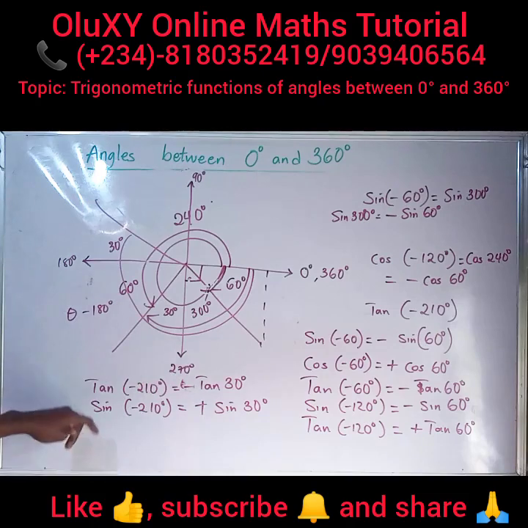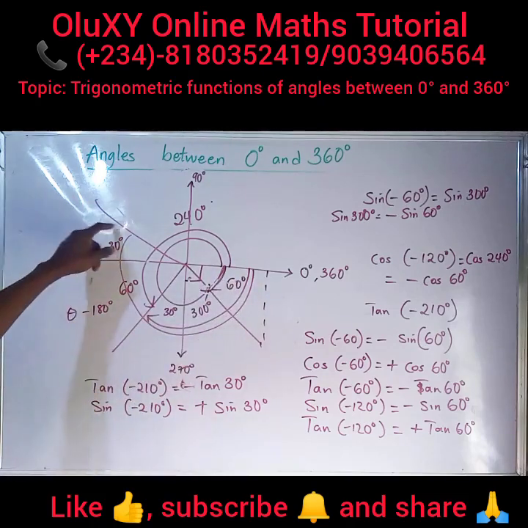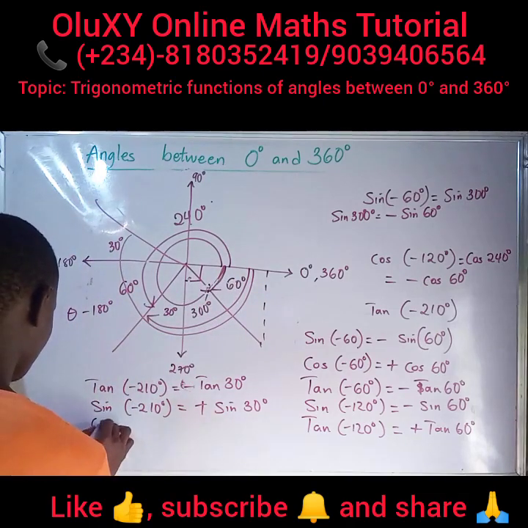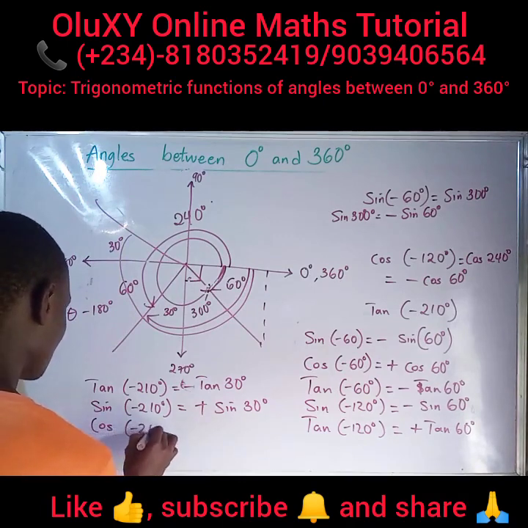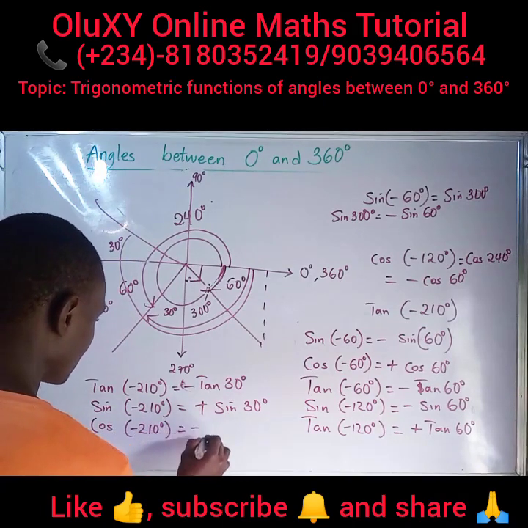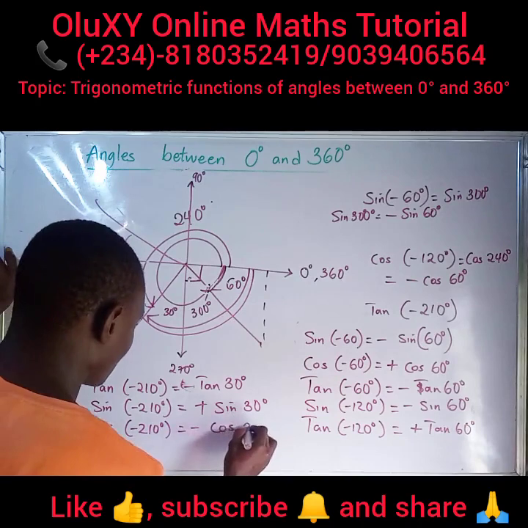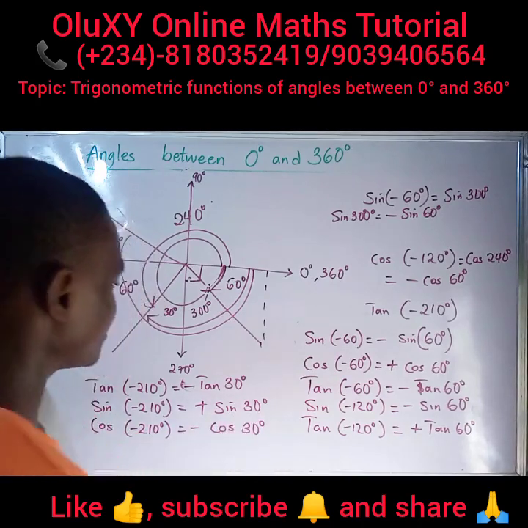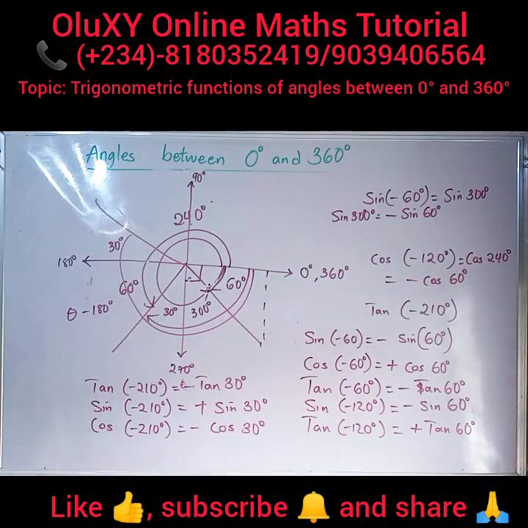Then lastly, if we take it down again, back here for the cosine, we already know that cosine in the second quadrant is also negative. So we have negative cos 30 degrees. And this is what we just have to check in our table to find what these values are.